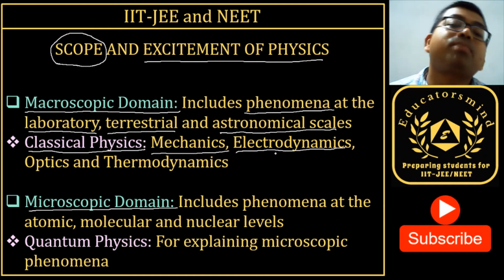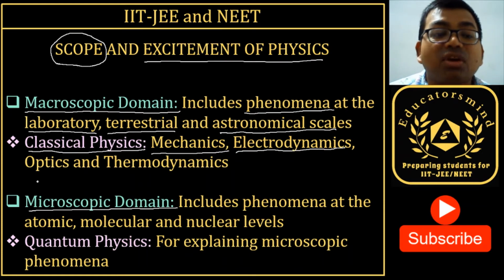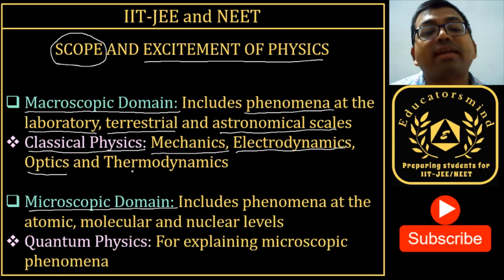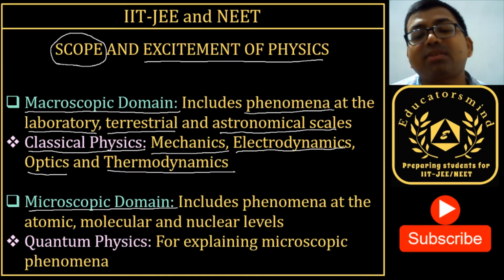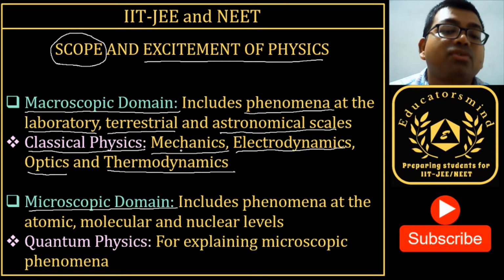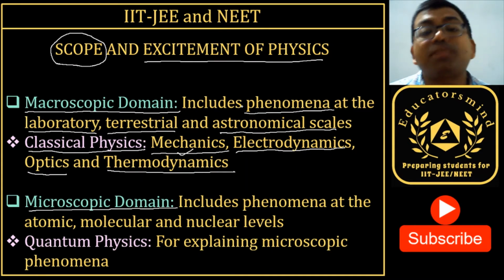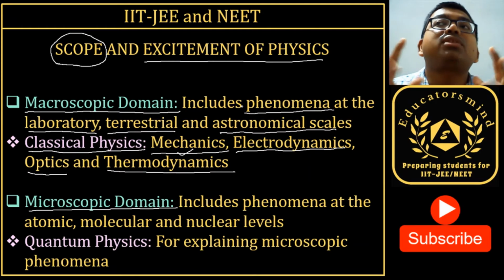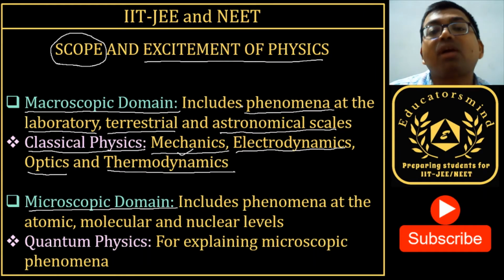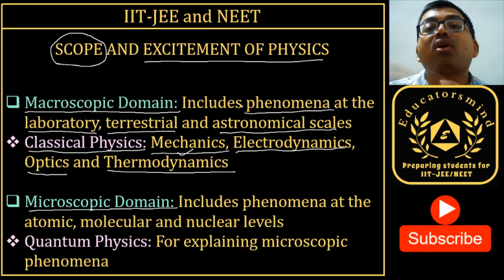Electrodynamics is also part of classical physics. Optics is also part of that. Thermodynamics is part of this. So I am going to explain these a little bit. Mechanics, briefly, means you study the object's motion, the cause of motion, and if it is moving, what the velocity is, what the speed is, whether it is accelerating or not. You will be studying all these things from the second chapter onwards.